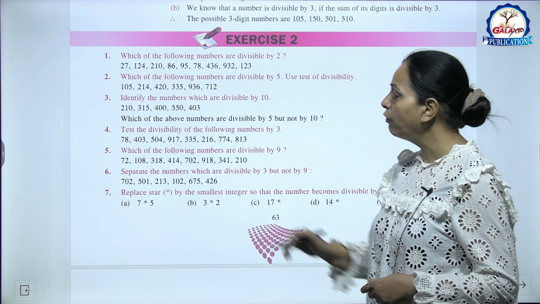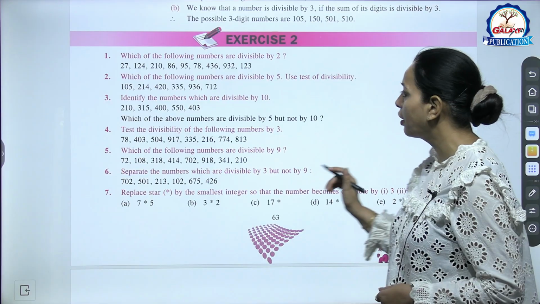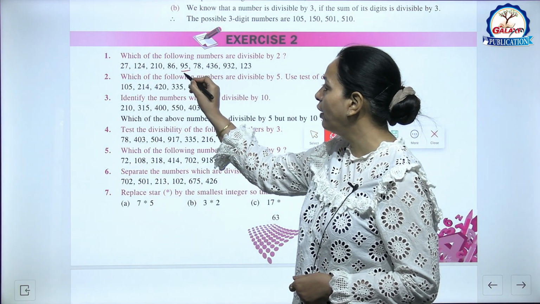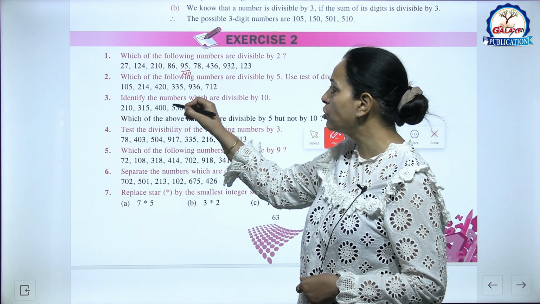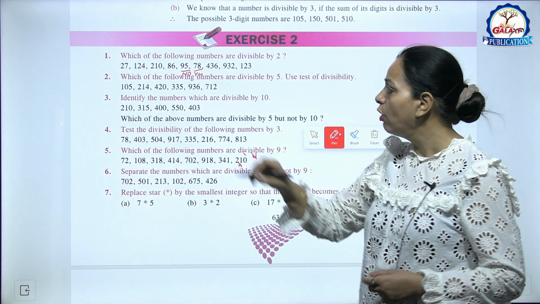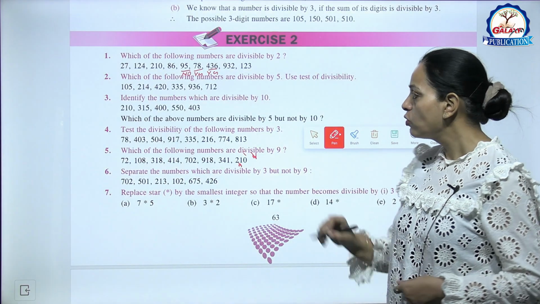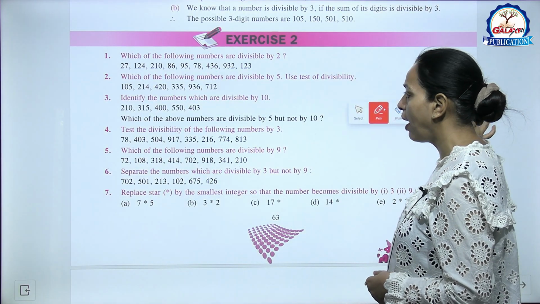See question number 1, which of the following numbers are divisible by 2? तो आपने unit digit check करना है. Like here 95, no, this is not divisible by 2. 78, yes, because the last digit is 8. 436, yes, because the last digit is 6. So similarly you can try remaining parts.